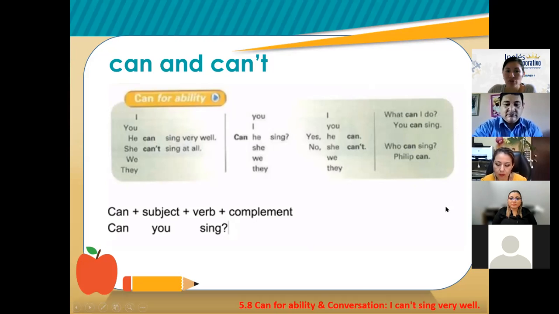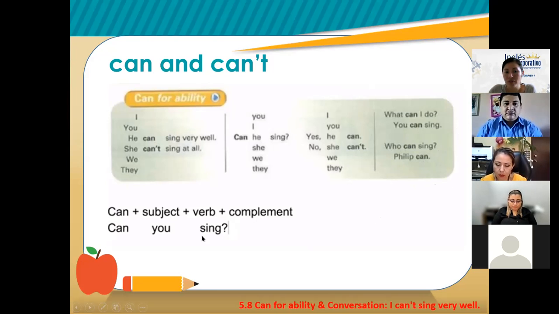Las subject questions probablemente las van a ver más adelante, right? Porque las subject questions son las que buscan al subject, ¿verdad? Who can sing? ¿Quién puede cantar? Entonces, they work in a different way. Ellas funcionan en una forma distinta, right?